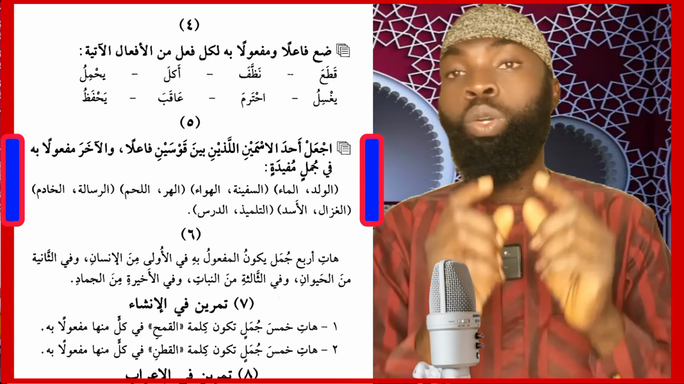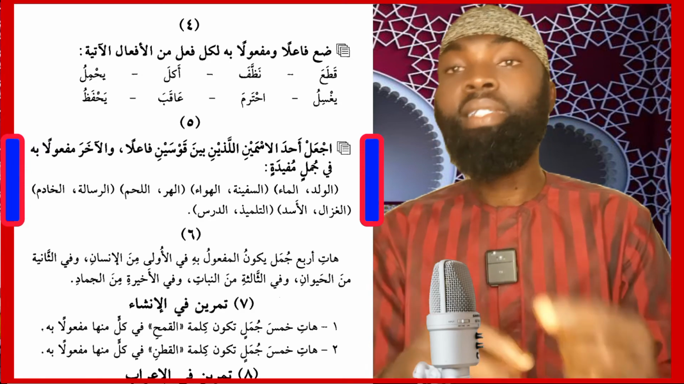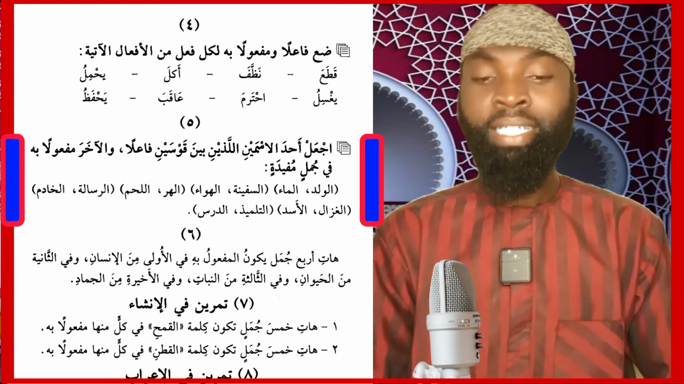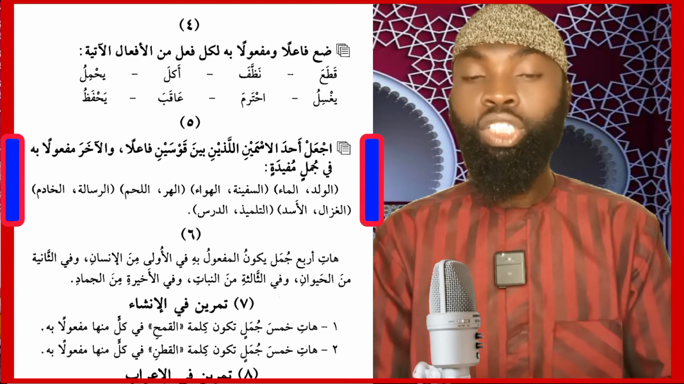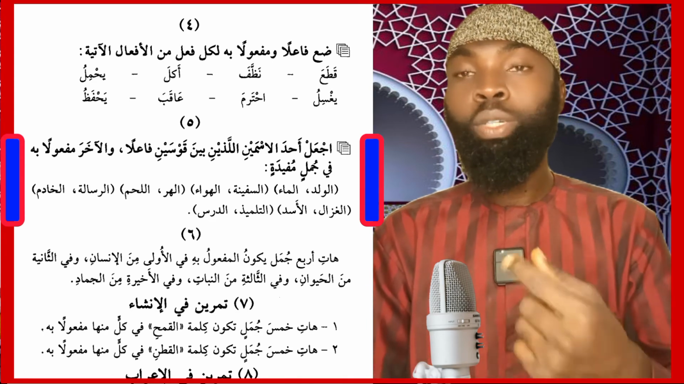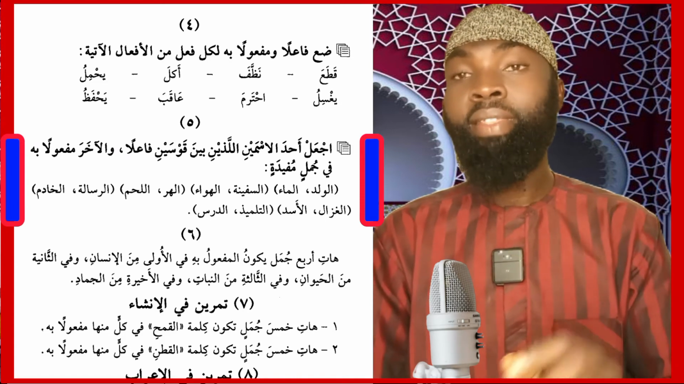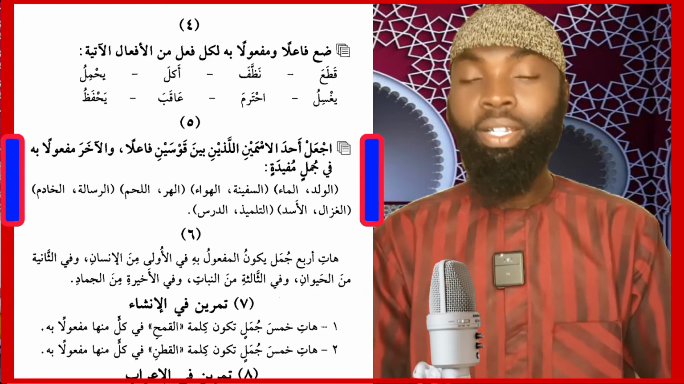So each of these words, one of them should act as the subject of the sentence, that is the fa'il, and the other should act as the object, the maf'ulun bih. It has already been simplified. If we look through the parentheses, we see that each of the two words, one of them is already carrying the dhamma, which means it will serve as the fa'il, the subject, and the other is carrying the fatha, which means it will serve as the object. Can we go on? Let's go.